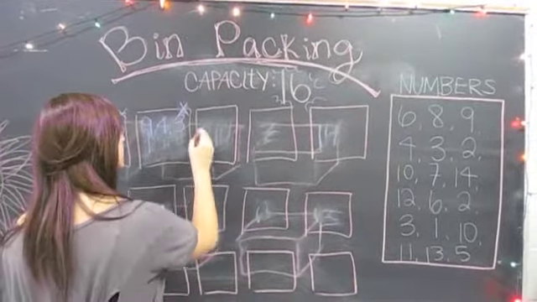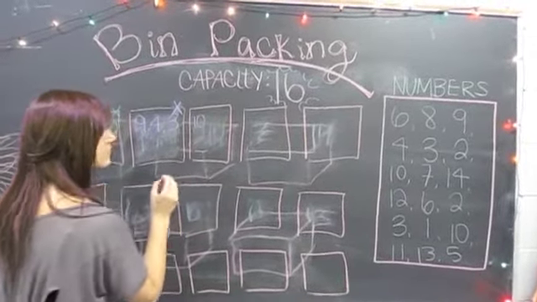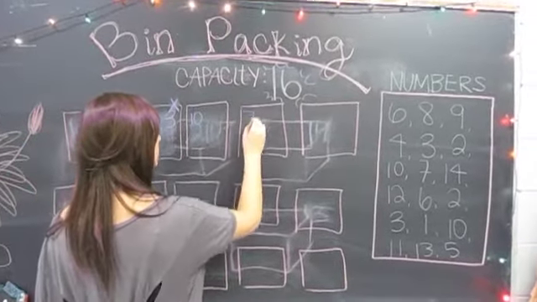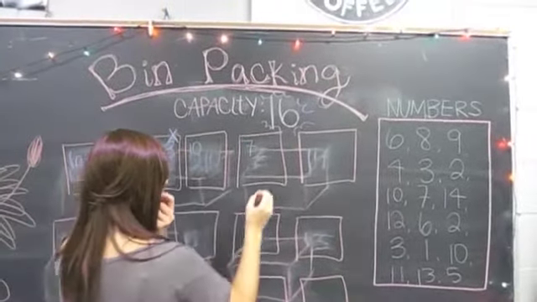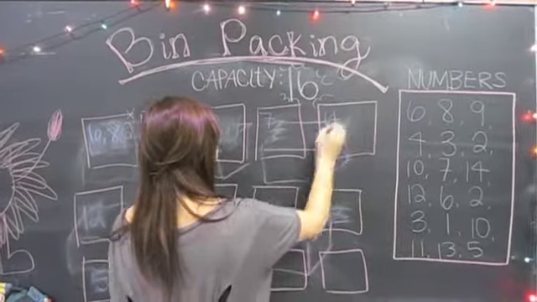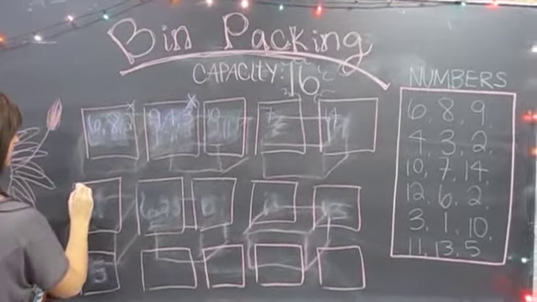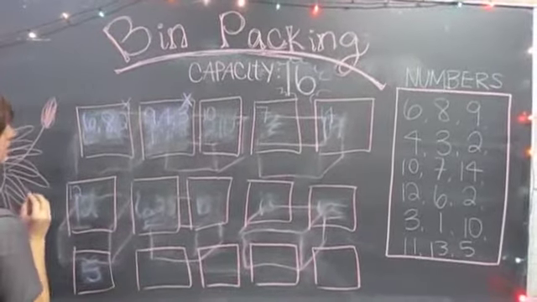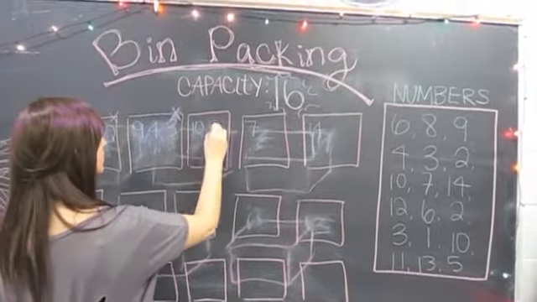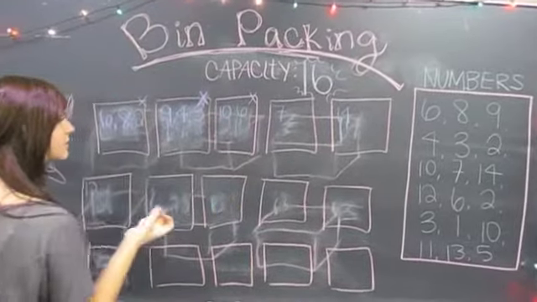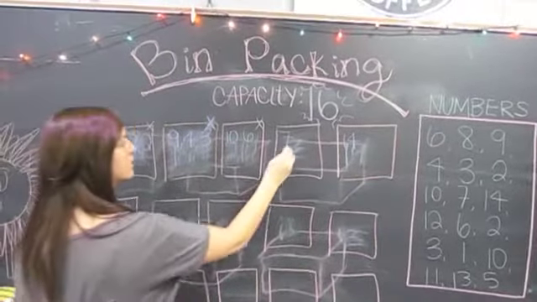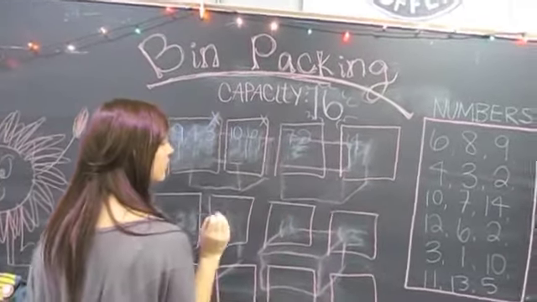10 in the third bin. 7 in the fourth bin. 14 in the third. 12 in the next bin. Then you take 6 and put it back in the third bin, and then that bin is closed. 2 would go in the fourth bin, along with 3 and 1.